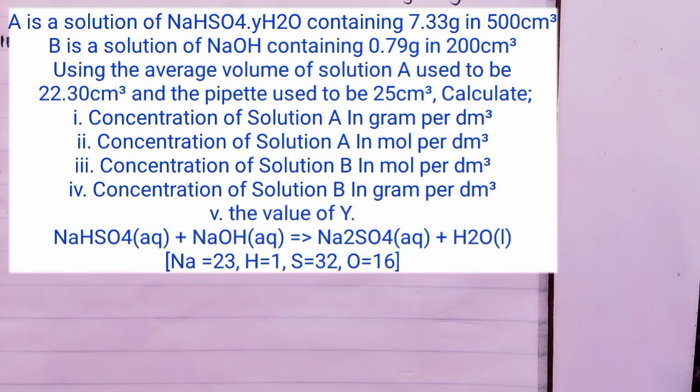We have already gotten our average volume to be 22.30 cm³. Therefore, from your result and information provided above, you are being asked to calculate the concentration of B in g/dm³, concentration of B in mol/dm³, concentration of A in mol/dm³, concentration of A in g/dm³, and also find the value of Y.